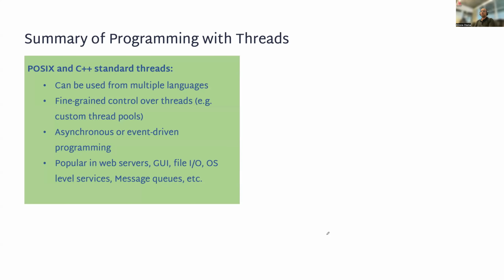Okay, so let's have a short summary of multi-threaded programming using pthread and the C++ standard library. They are available in different programming languages. Using threaded libraries, you have fine-grained control over threads. You exactly know when you want to create your threads, how you want to manage your threads, and which thread is responsible for performing what task. So it's up to you how to control the threads, and you have a good level of control. You can use multi-threaded programming using these libraries to implement asynchronous and event-driven programs.